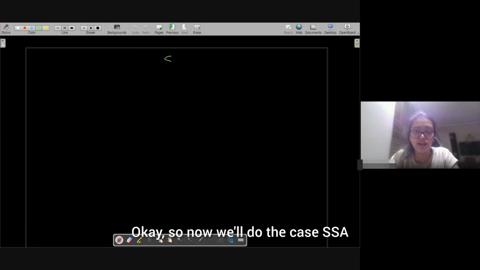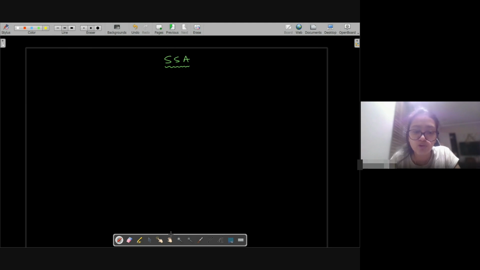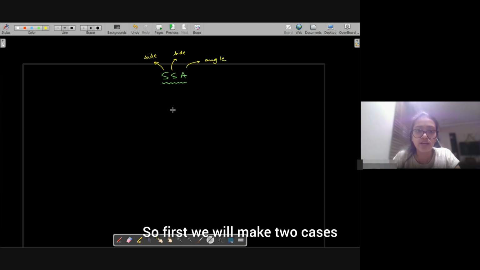Okay, so now we'll do the case SSA. In SSA, obviously, two sides will be given. S means side, side, and one angle. So first we will make two cases.